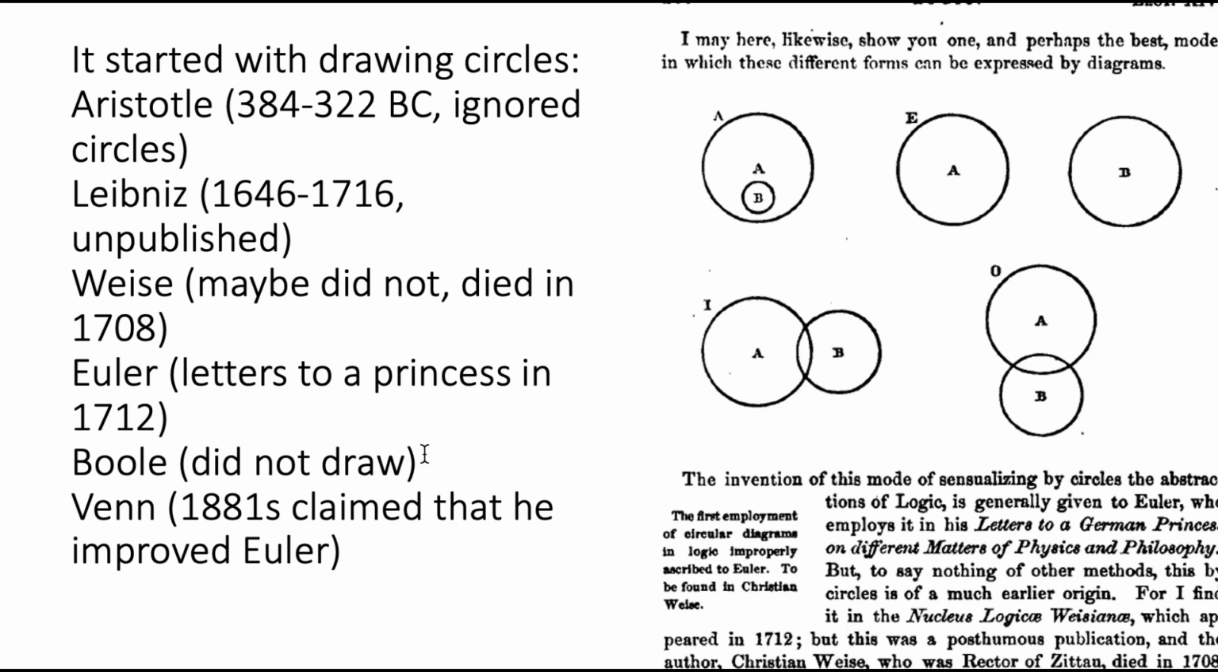Then there was a fresh start with Boolean math, which was in the mid 19th century, but Boole didn't draw circles. After Boole, there was John Venn, and he decided to reinvent Euler. He referred to Euler, and he probably appreciated Euler, but he claimed he improved on Euler by fixing the position of the circles in the way we know it now.